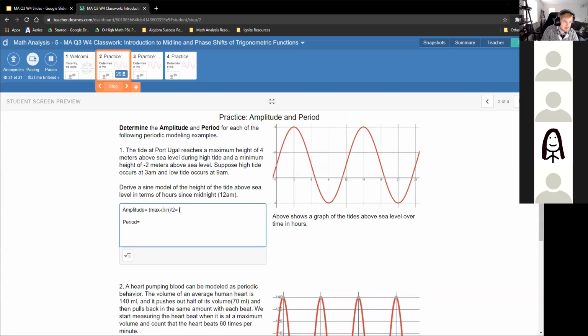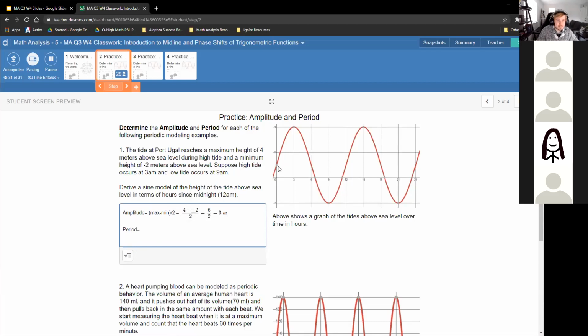Okay, so we've got the maximum minus the minimum over 2. You said the maximum was 4, and then the minimum was -2. So 4 minus -2 over 2. And subtracting a negative, you add, so you got 6 over 2, which was 3, you said? Yeah. 3 meters. Exactly. So guys, that's how you can calculate amplitude.